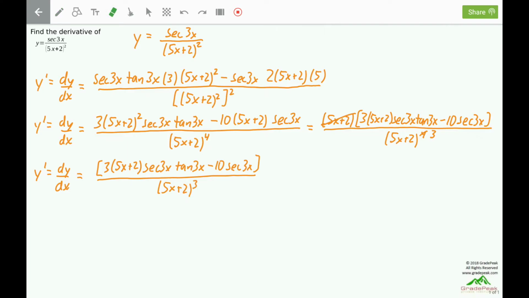The only thing left to do is to factor a secant of 3x in the numerator. We have one in each term. So we can factor out a secant of 3x. And we're left with 3 times (5x plus 2) times just a tangent of 3x. We're removing the secant of 3x out, so it'll take away both of those. And that means we'll have just a minus 10. And all of that's divided by (5x plus 2) quantity cubed. There's as simple as we can make it. There's our derivative y prime, or dy/dx.